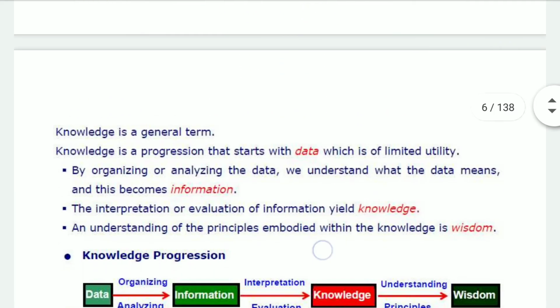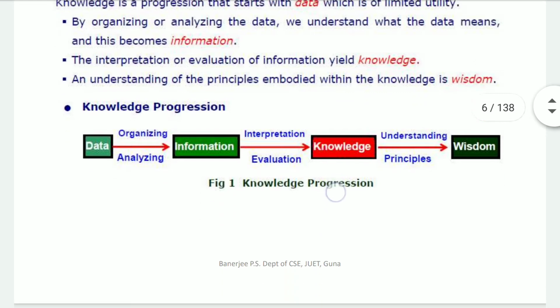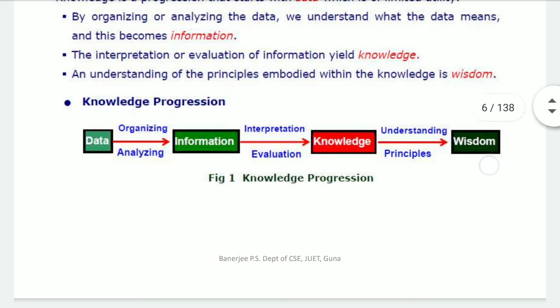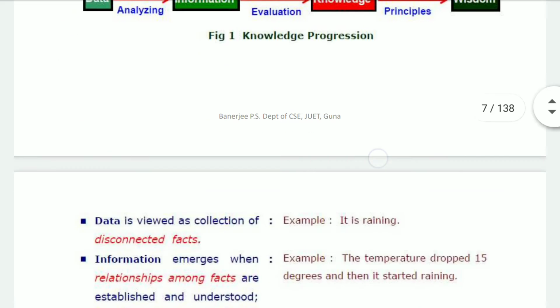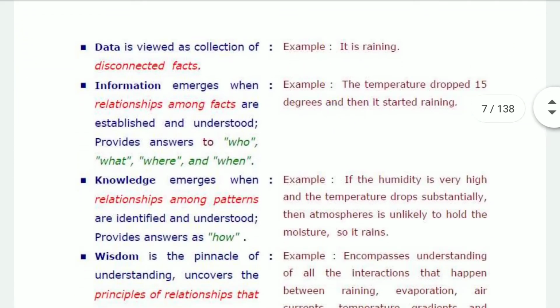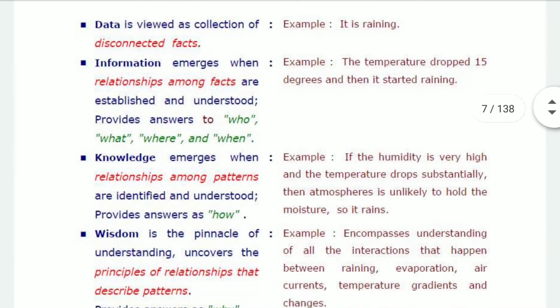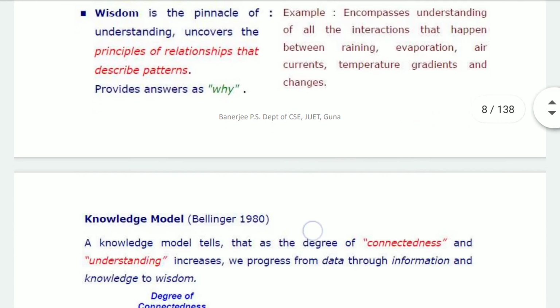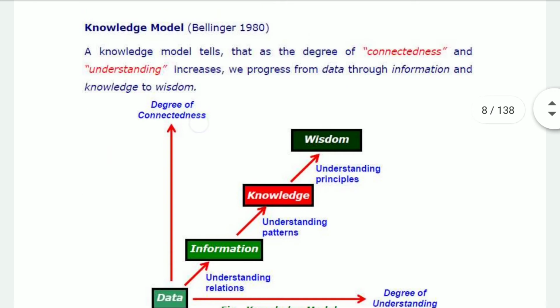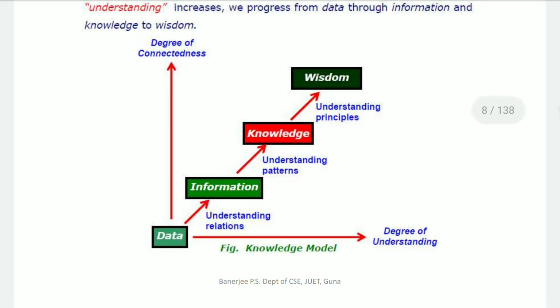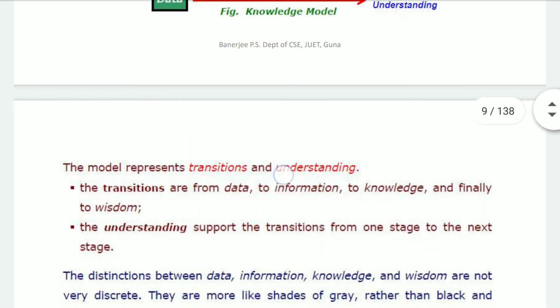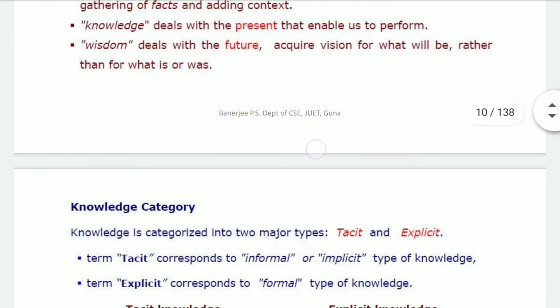Then we had the migration from data to wisdom. This is one of the parts that we dealt with in lecture number 8. We talked about data and its examples, we talked about information, we talked about knowledge, and we talked about wisdom. We talked about the various knowledge models, Bellinger's model of 1980, and how it moved on. We talked about all these things.